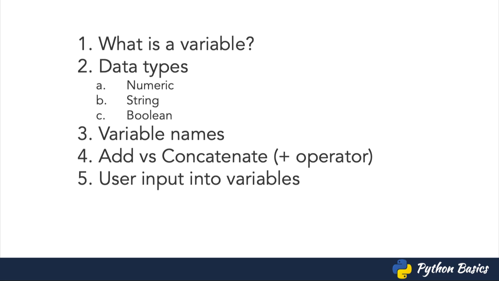We'll talk about variable names and some conventions around our names that we should use for variables and ways we should go about those. We'll have a look at the difference between the add and the concatenate function of the plus operator, the addition operator, and how that works differently depending on the type of variables we're working with. And lastly, we'll have a look at how we can capture user input and put those into our variables for our programs to make use of.